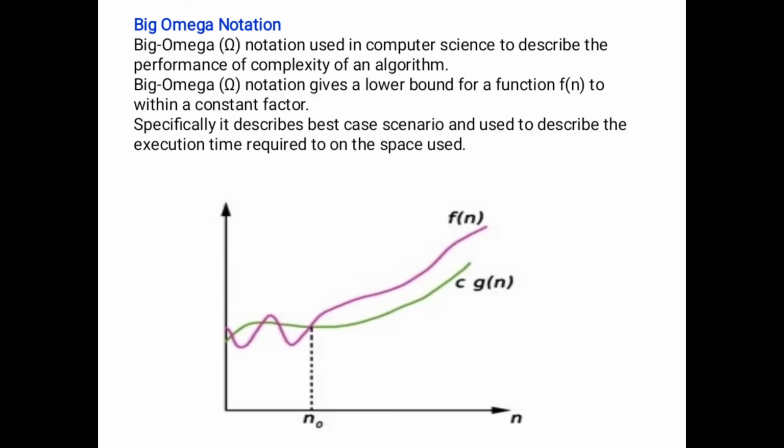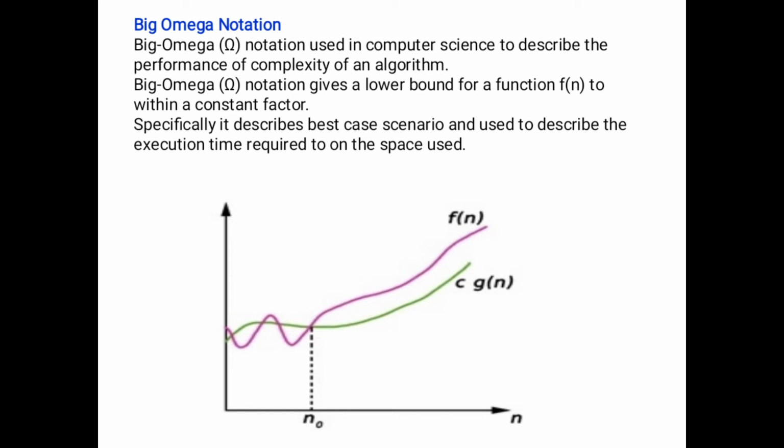Okay, then after that, big omega notation. Big omega notation is just the reverse of big O notation because it is a lower bound, because it takes minimum time, so it is the best case of an algorithm. Big omega notation is used in computer science to describe the performance or complexity of an algorithm. It is the lower bound of an algorithm, and it is used for the best case because it takes the minimum time to complete the execution of an algorithm.